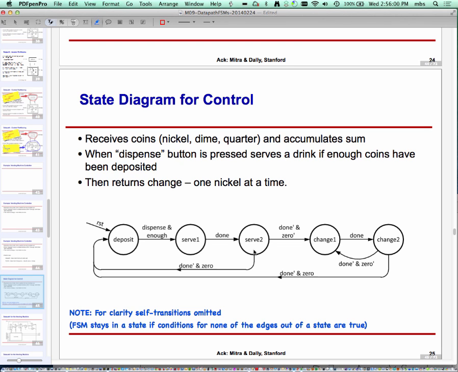Then I come out here, and I say, okay, if I'm done and there's no money left, I go back to deposit mode. If on the other hand there is money remaining which I owe to the user, then I go into this mode where I have to dispense the change. So I again do the same thing. I keep releasing more and more change until all the money has been returned. I don't owe any more money to the user. And once that is done, I will go back to the original deposit state.